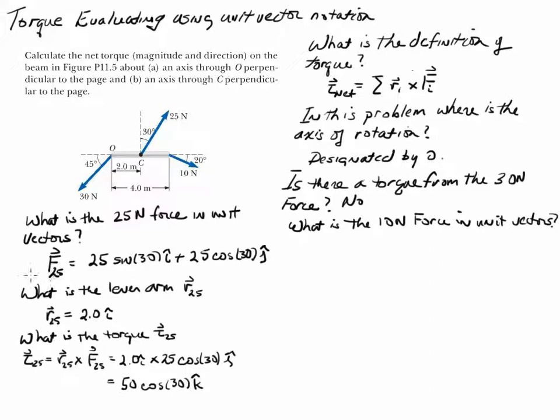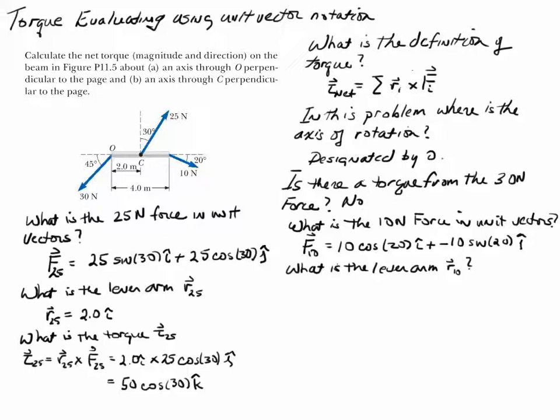What is the 10 Newton force in unit vectors? You should be able to write it down. Pause the video and write it down. And of course, that is going to be 10 cosine 20 in the horizontal direction and a minus 10 sine 20 in the vertical direction. And that's the negative vertical direction. What is the lever arm, r sub 10? And once again, that's in the x direction, so it's 4.0 i hat, since the force is at 4 meters from the axis of rotation.